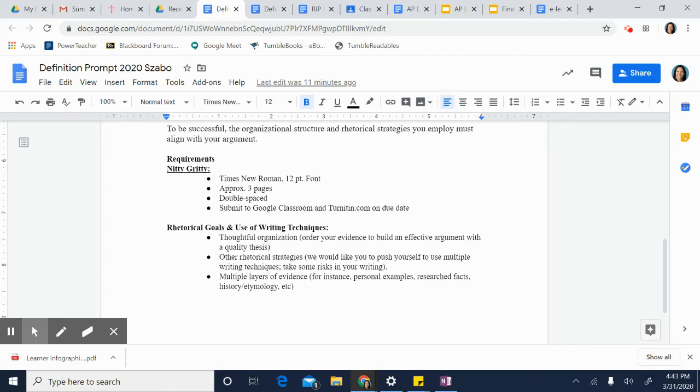And also, as I've mentioned before, multiple layers of evidence. And this is something I wanted to talk about today. Today's work is going to be just to continue writing your definition essay. And so I wanted to talk about evidence and integrating evidence. I had a couple of questions about this on Tuesday, and I wanted to address it.